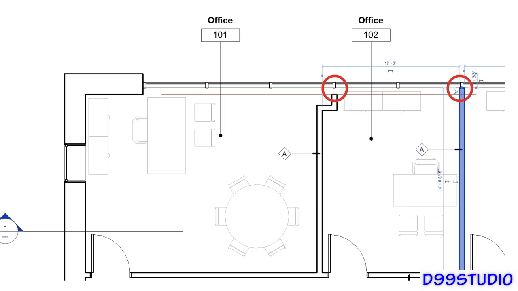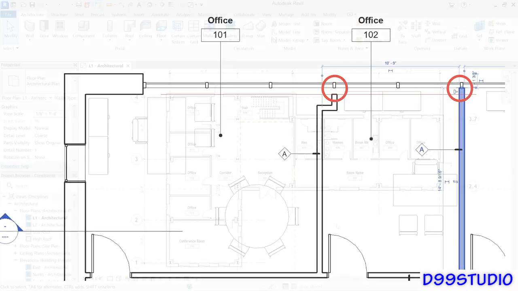So anytime you find yourself in a situation where the default wall joins are not giving you what you need or what you want, then you can use edit wall joins or disallow join to edit them to your liking.